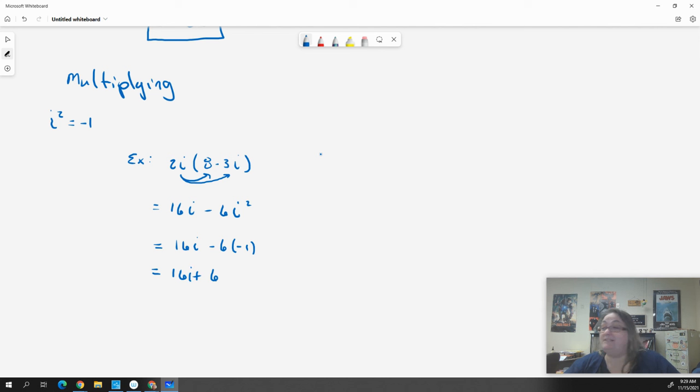Now, can I leave it like this? No, because I have to switch the order of those, because I have to have my real component first. So I wind up with 6 plus 16i, right? Will they all be that simple? Heck no, right? I would never let that happen. But they don't get significantly harder either.